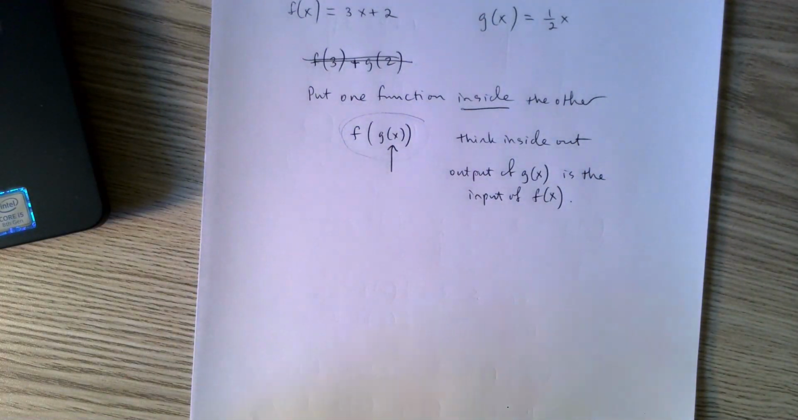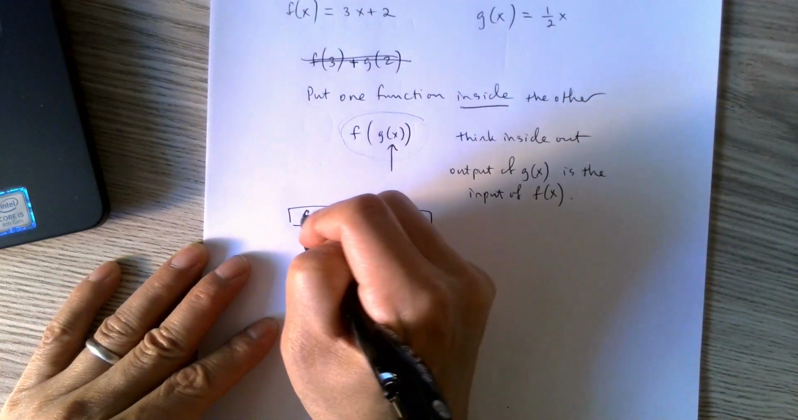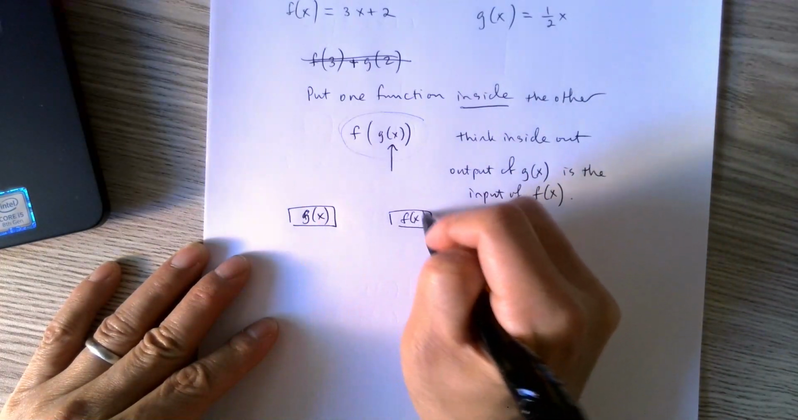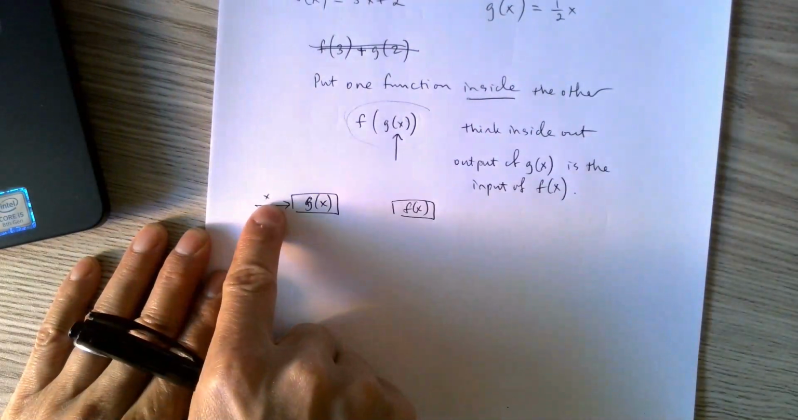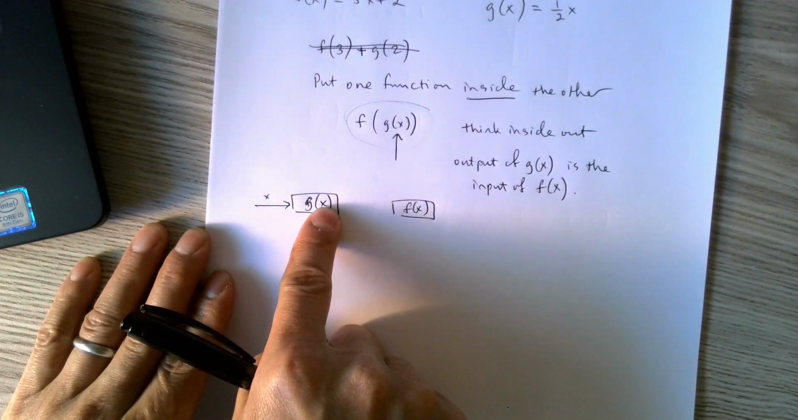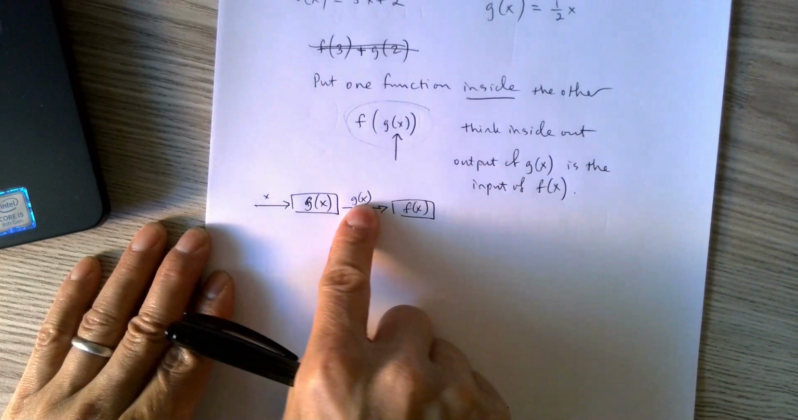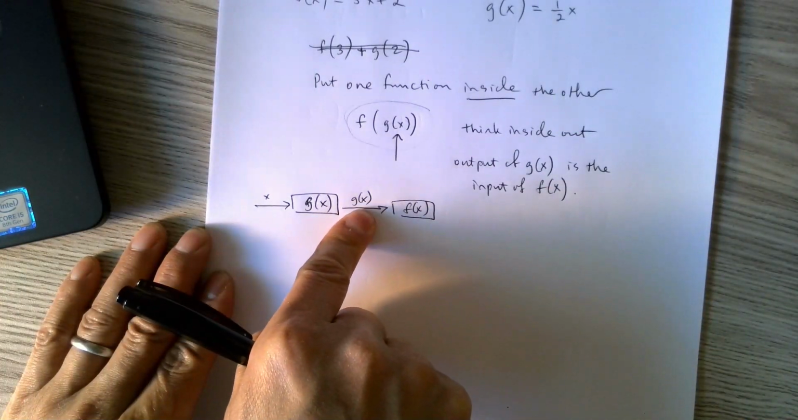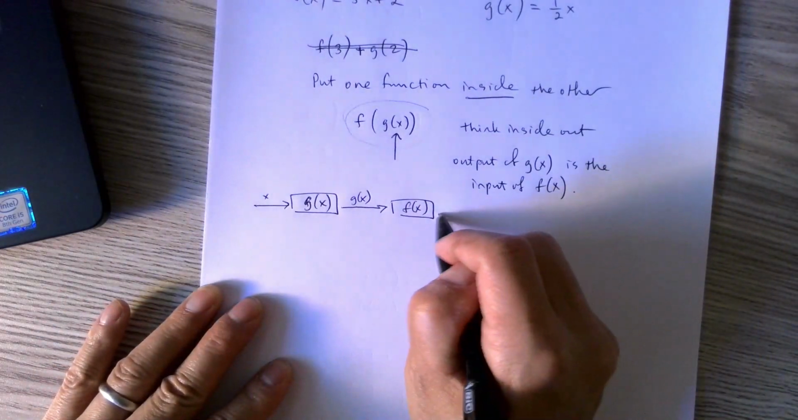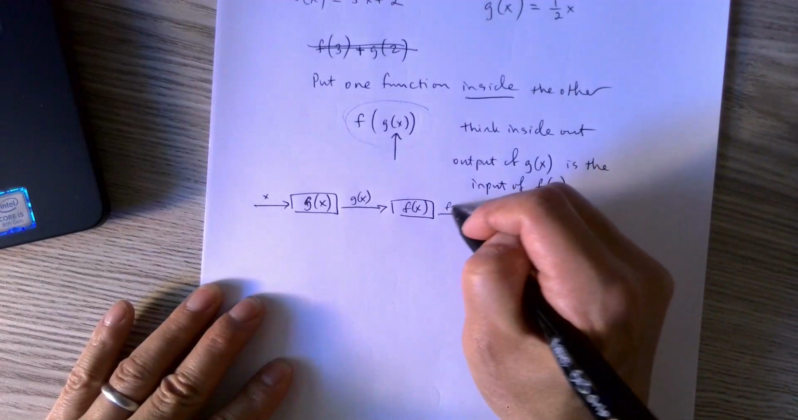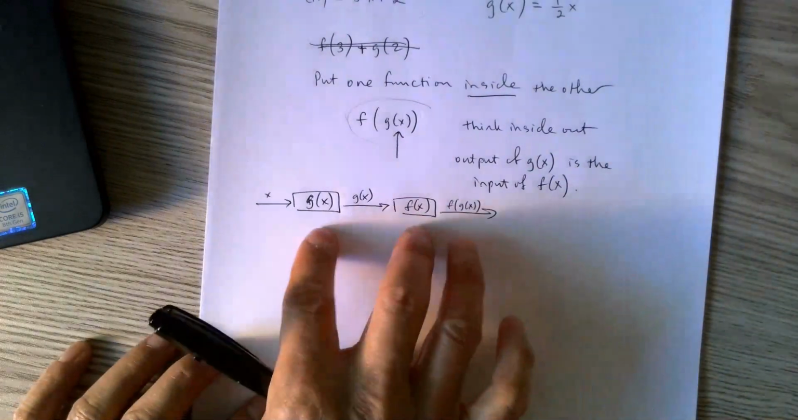So think of two functions right next to each other. Here's g of x, here's f of x, and there's a conveyor belt. So I'm going to put some input into g of x, and then g of x is going to spit out some result. That result, we don't take it home, it's going to immediately be put inside f of x. And then what comes out is f of g of x. So these two machines are now interconnected.